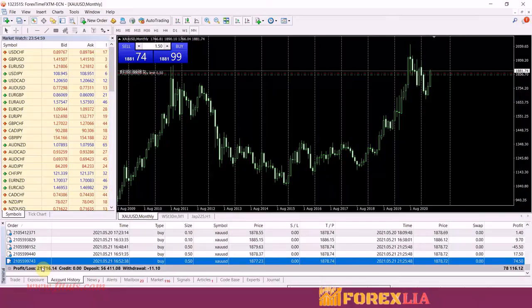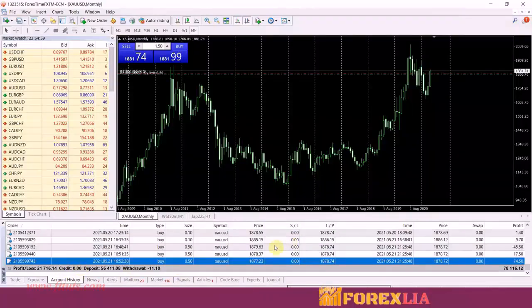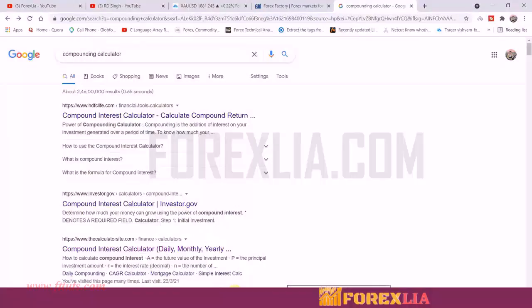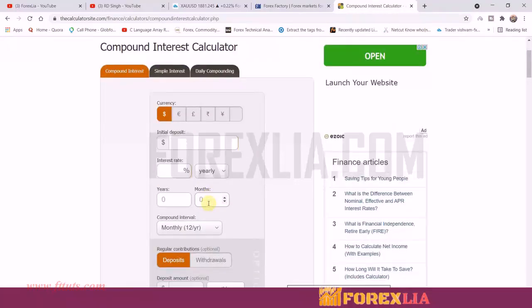Sometimes it goes in too much, but I assume at least that much. So here let's go with the expectation. I have opened this compounding calculator, as my account is growing, so am I increasing the lot correctly. When you search for a compounding calculator on Google, you will see many websites, but I am using this one. Now I will show you how much our amount can grow by compounding within 5 to 10 years.